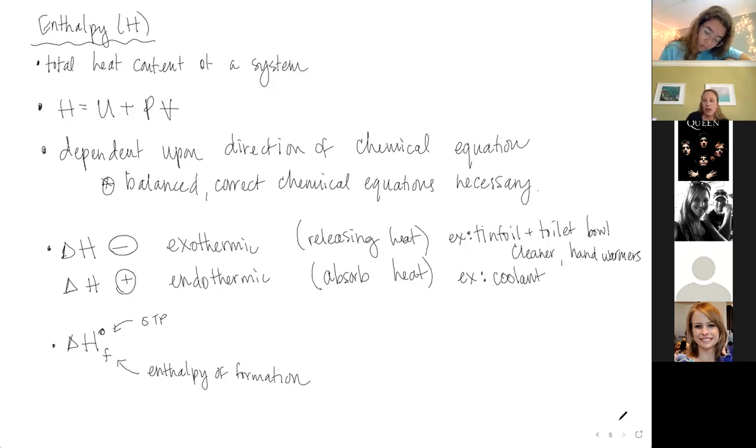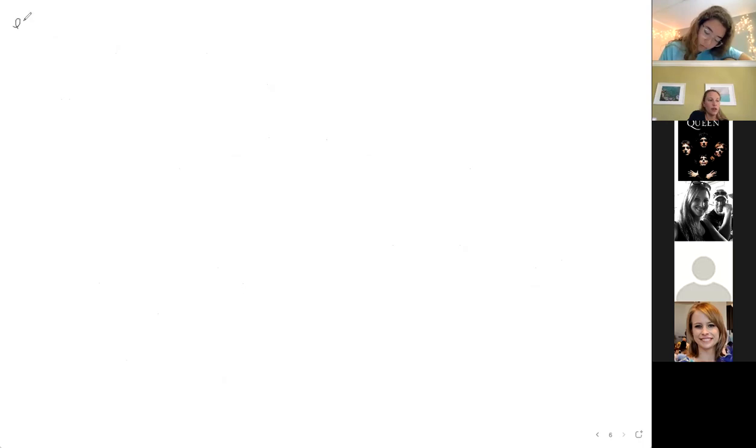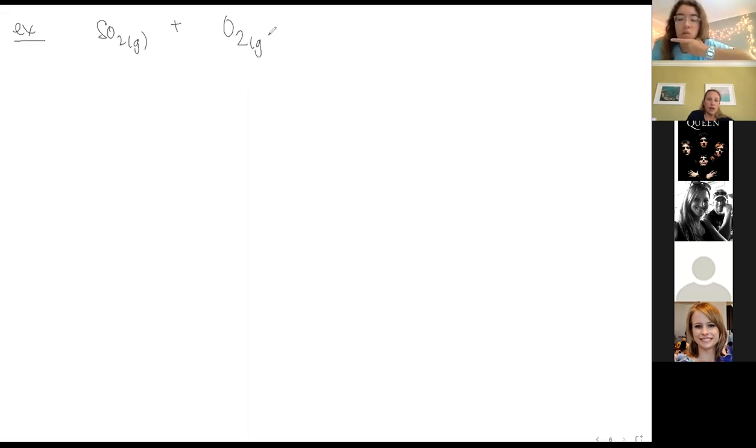So I'm going to do another example, last one. Here's an example. We have our same system of sulfur dioxide as a gas plus oxygen as a gas going to SO3 as a gas. This time I'm going to balance it the way Abed said, where I have one oxygen here. The f stands for enthalpy of formation.